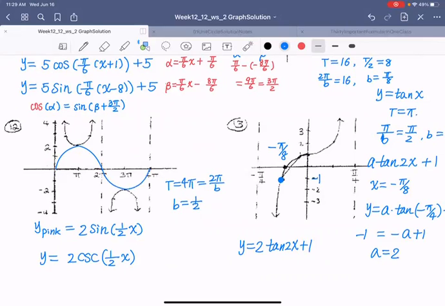And who is this guy? This guy is sine. So we can easily find out the midline here is 0. You don't have a vertical shift. What is your amplitude? 2 is your amplitude. So you have your graph.